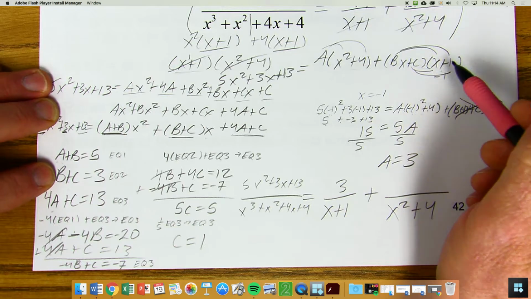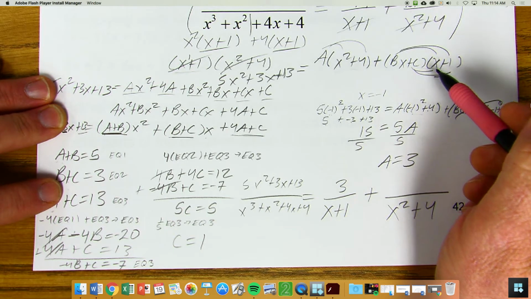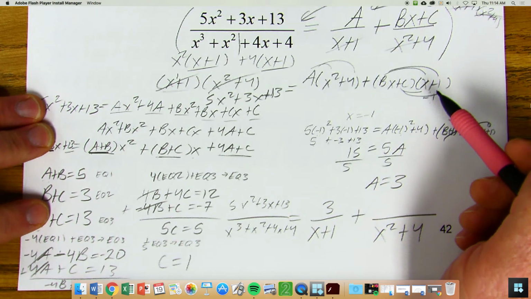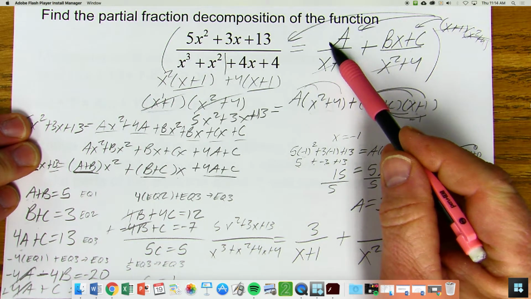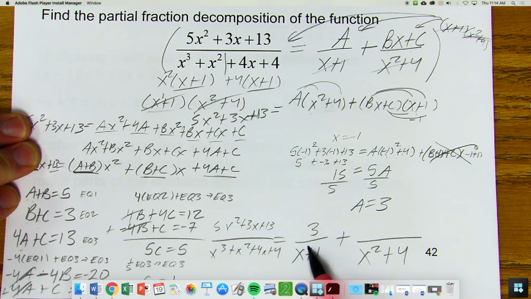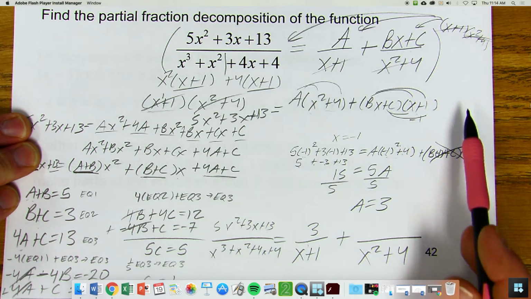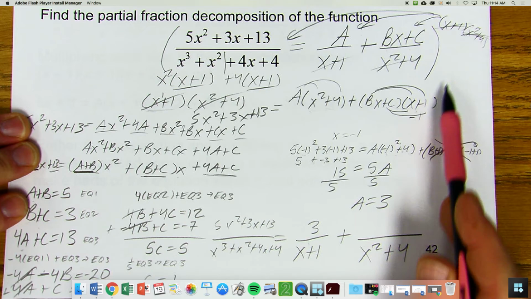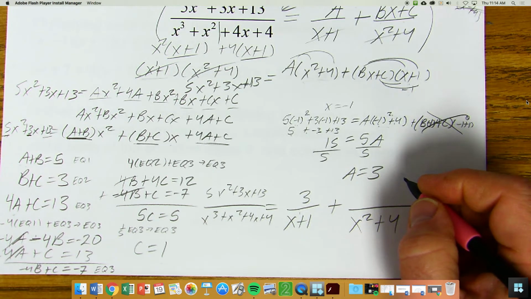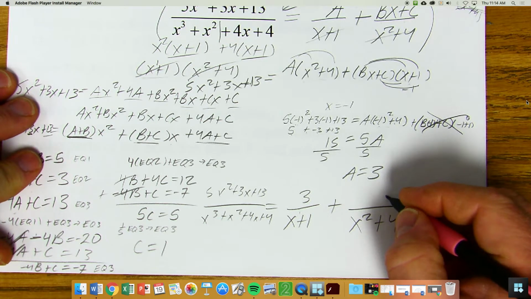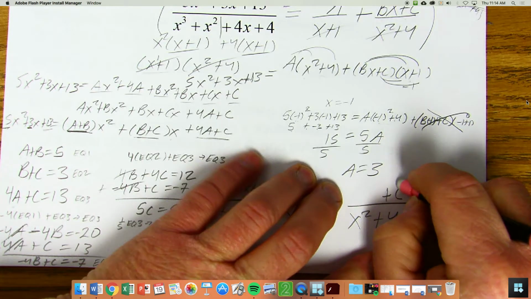So right up here, we now know a is 3. We wrote it right here. We now know c. Okay, we found it right here. C equals 1. So I'm going to put that right here, plus c, not c, plus 1.